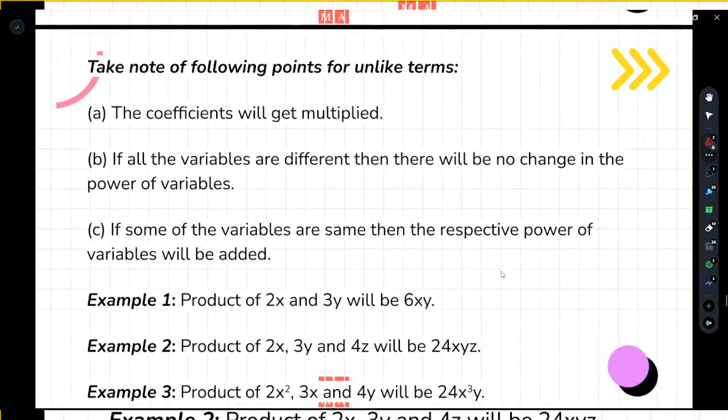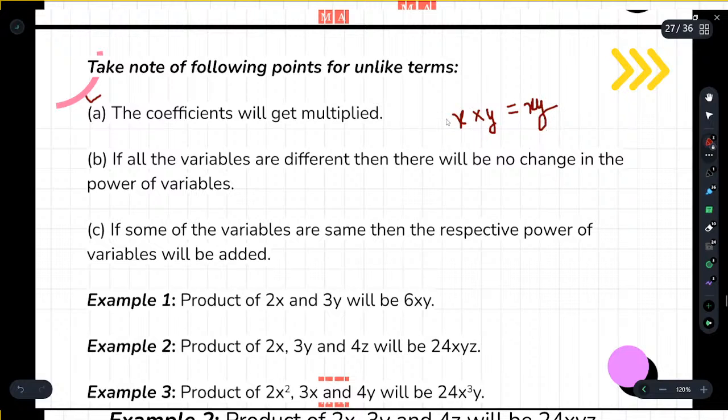Let's move on next. Take note of the following points for unlike terms. Now, how do we multiply unlike terms? See, the first step is the coefficients will get multiplied. What do they mean by it? x into y is xy. That's how the coefficients get multiplied. The coefficient of x was 1, and the coefficient of y was 1. That's why when I multiply, 1 into 1, I get 1 itself.